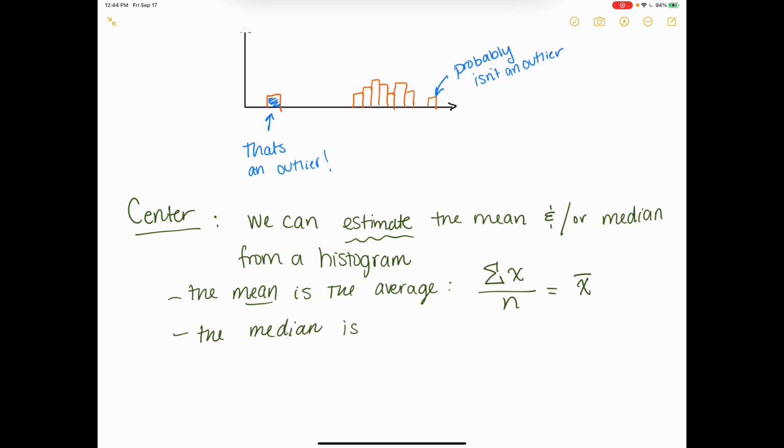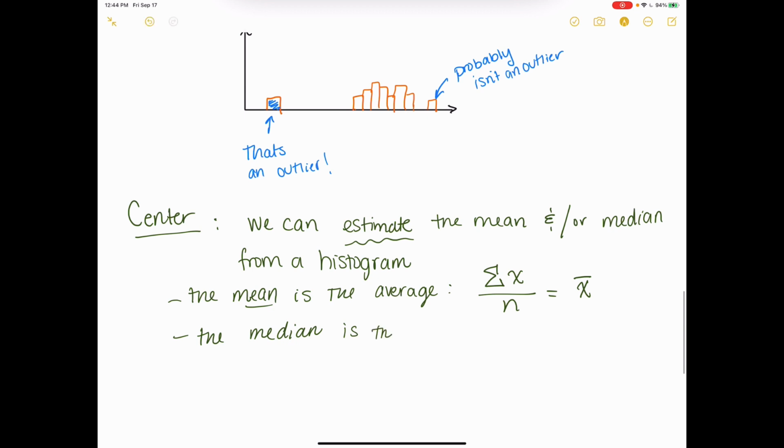The median is the middle value that separates the data into two equal sized lists.